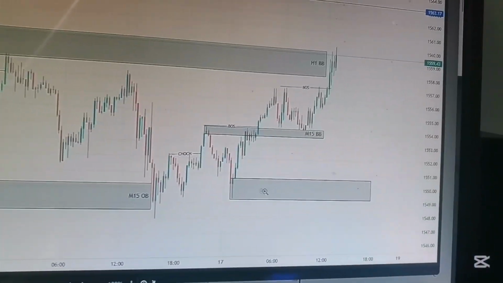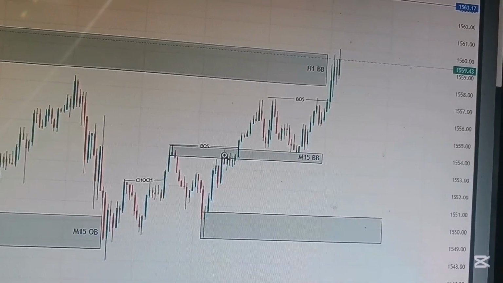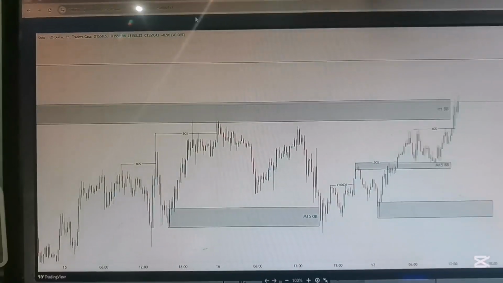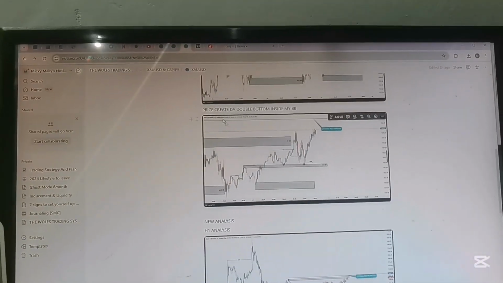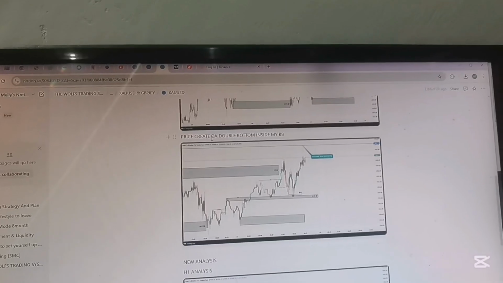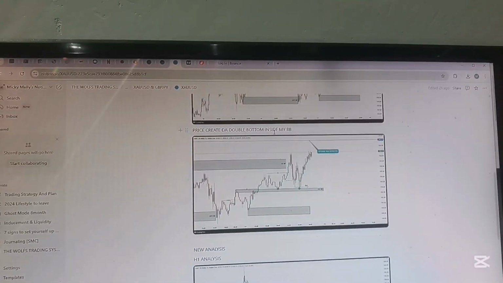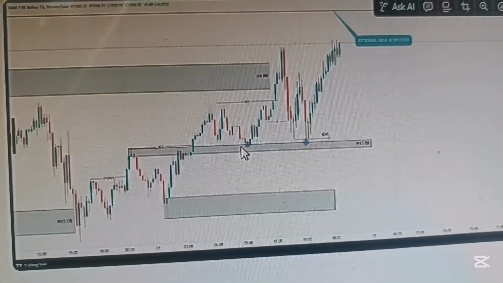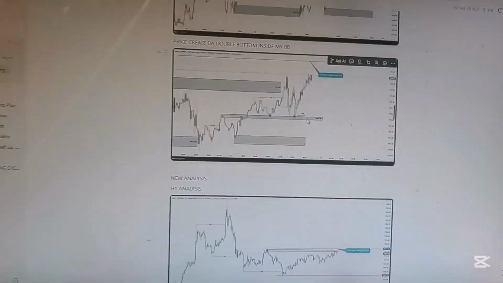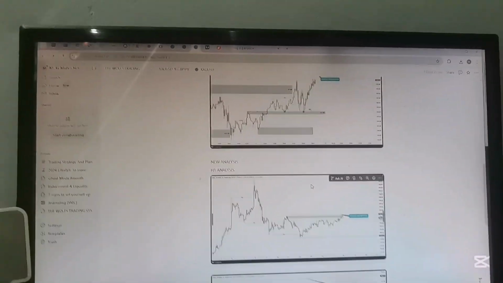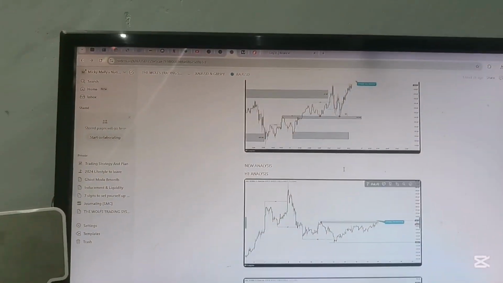Then I was waiting for price to come to this particular demand zone of OB, but price kept on respecting this particular breaker block. You can see price create a double bottom inside my breaker block. You can see double bottom, first touch, second touch inside my breaker block, making it valid, meaning price won't come to my demand zone or order block.